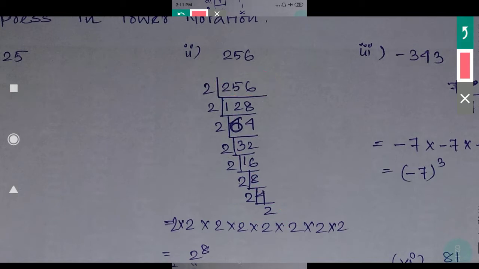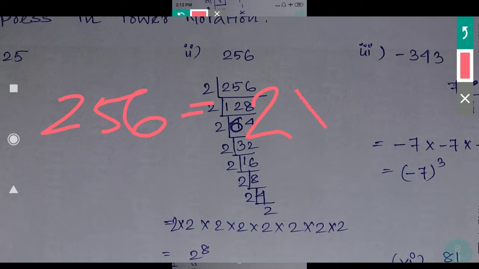So we can write 256 in the form of its factors. How many factors have we got? How many 2s have we got? 1 2 3 4 5 6 7 8, sorry, 8 factors we have got. So that means it will be 2 multiplied how many times? 8 times. That means we can write it as 2 power 8. So that means it is in the form of power notation. See here, 8 is the power, 2 is the base.